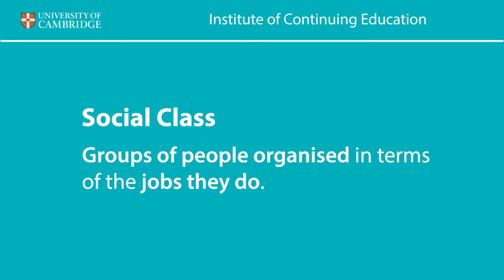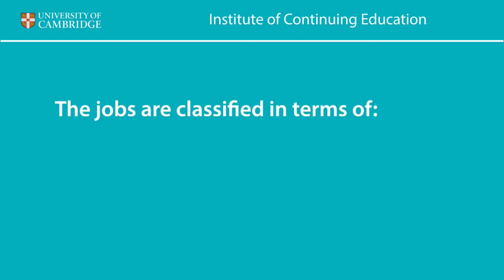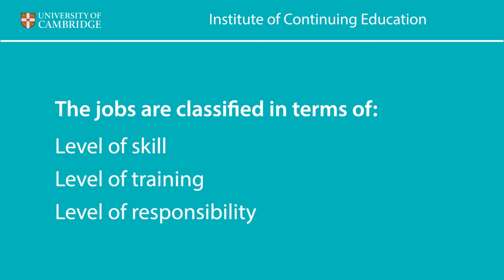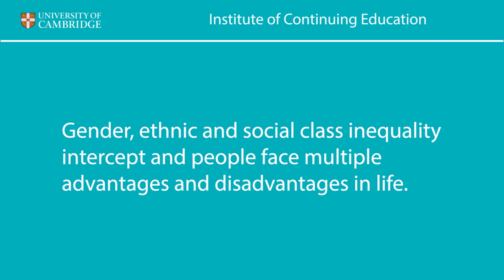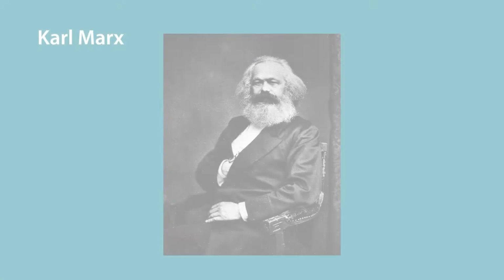However, the main form of inequality in modern Britain is social class. By class, I'm referring to groups of people organised in terms of the jobs they do. The government and others classify jobs in terms of their level of skill, level of training, level of responsibility. We all have a common sense understanding of what social class means. In everyday use, we refer to the working class, the middle class. It's important to remember, of course, that gender, ethnic, and social class inequality intersect, and people face multiple advantages and disadvantages in life. A way we can begin to illustrate the issue of social inequality is talking about life chances.